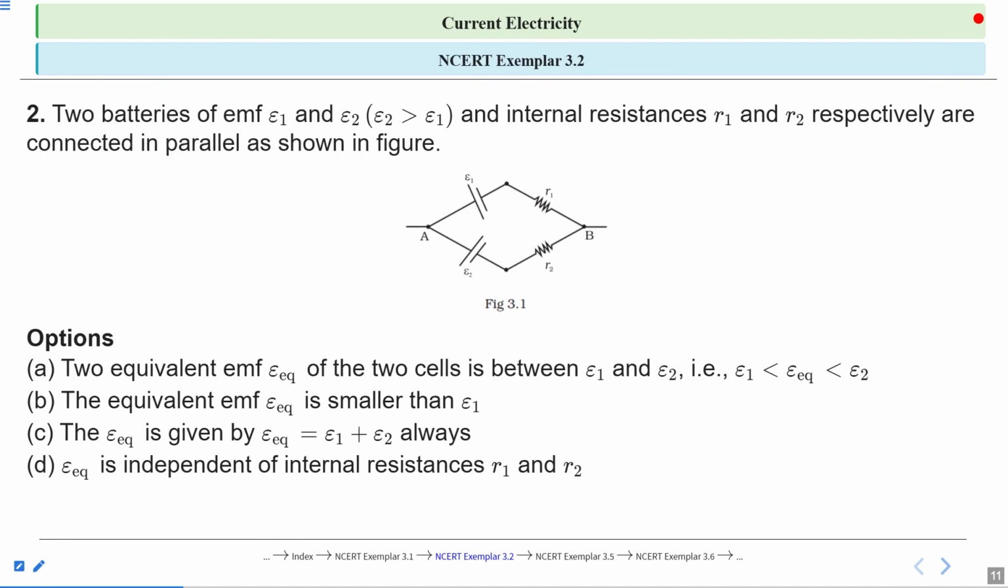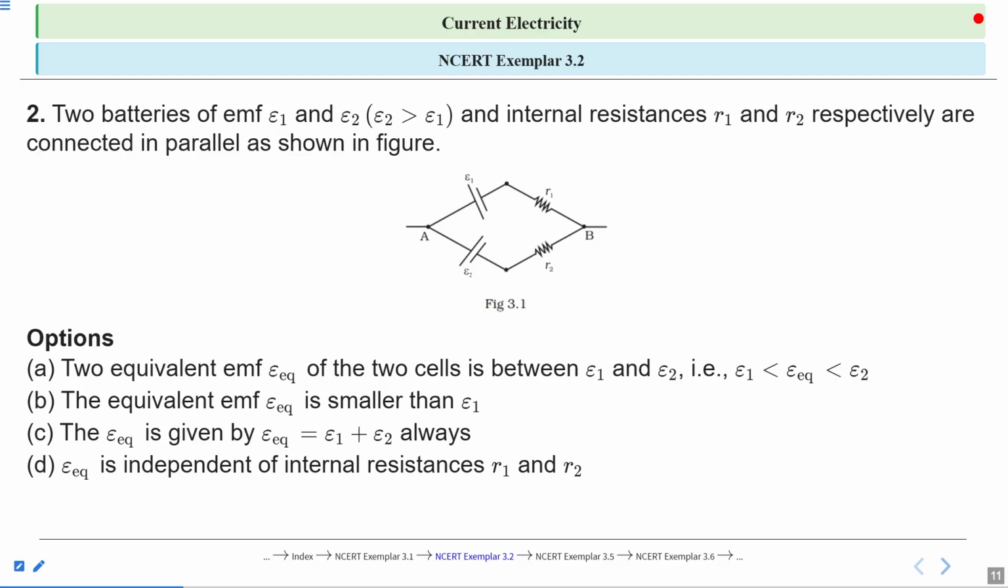Okay, next question. Two batteries of EMF epsilon 1 and epsilon 2, where epsilon 2 is greater than epsilon 1, and internal resistances R1 and R2 respectively, are connected in parallel as shown in the figure between points A and B. The options: the equivalent EMF E equivalent of the two cells is between epsilon 1 and epsilon 2. Option A is this.